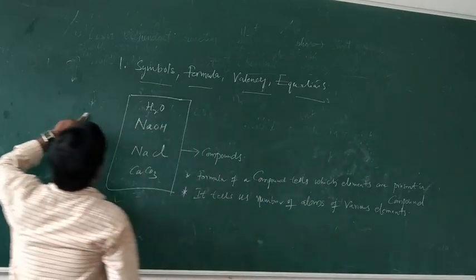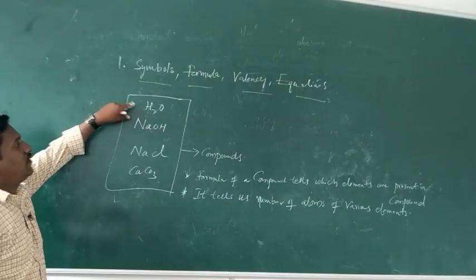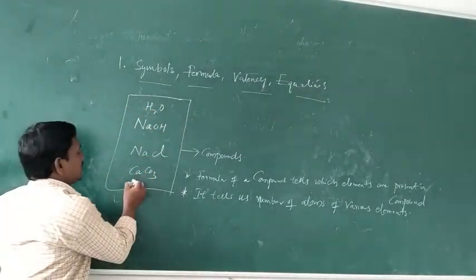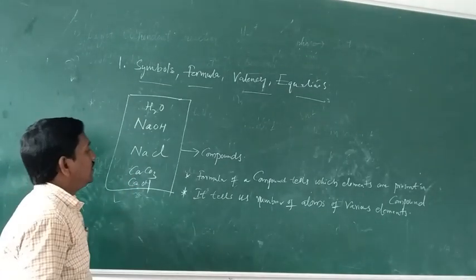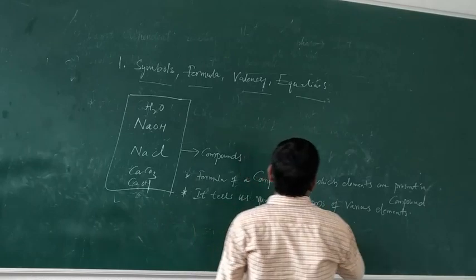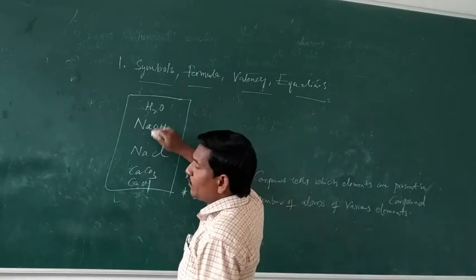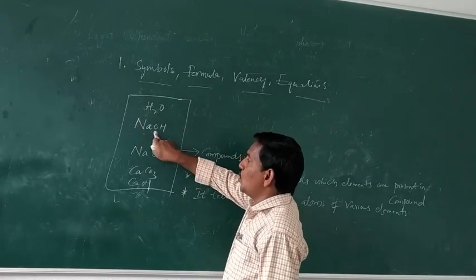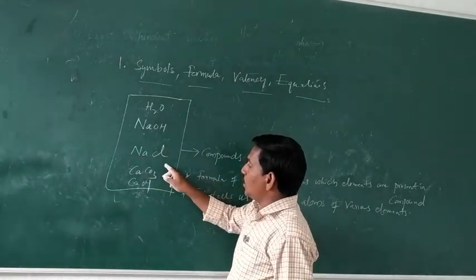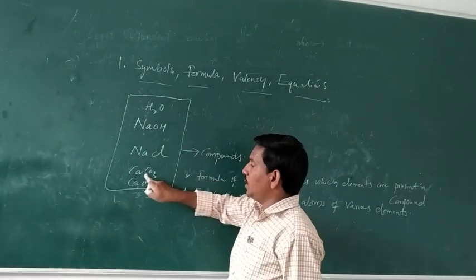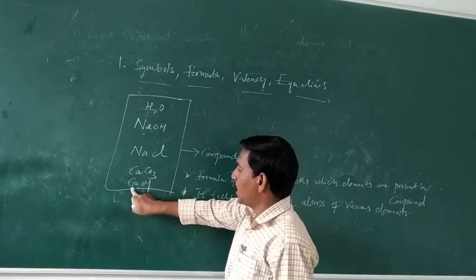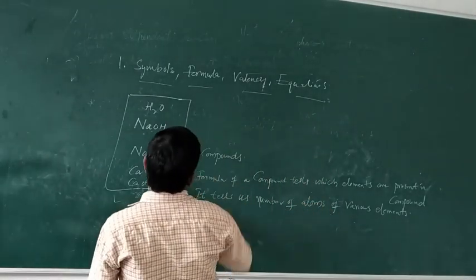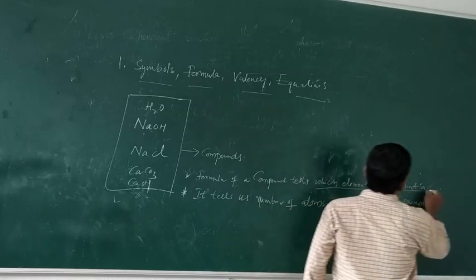These are the compound formulas. H2O is a compound, NaOH is also a compound, NaCl is a compound, CaCO3 and CaOH, those are compounds. The formula of the compounds tells us which elements are present. Which elements are there? Hydrogen, oxygen, sodium, oxygen, hydrogen, sodium, chlorine or chloride, calcium, carbon, oxygen, calcium, oxygen, hydrogen. So it tells which elements are there in a compound.